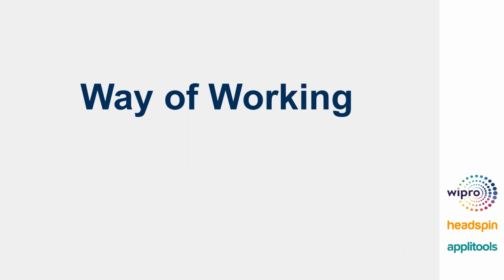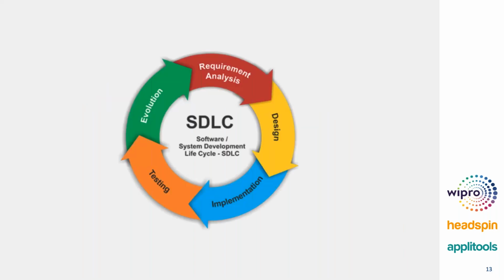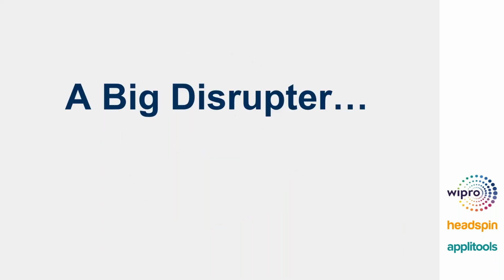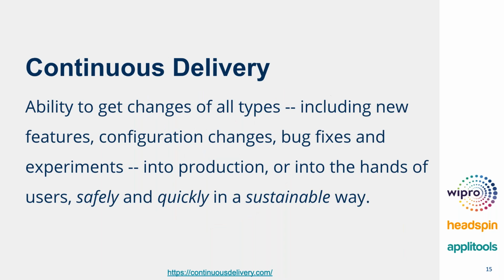Another big aspect of how native apps create a different challenge is in the way of working. A typical SDLC has got requirement, design, implementation, testing, and you evolve based on the feedback that you get out of that. And this process could be a waterfall, iterative waterfall, agile, Kanban, Scrum, any of these methodologies. But a big disruptor in all of this way of working has been continuous delivery.